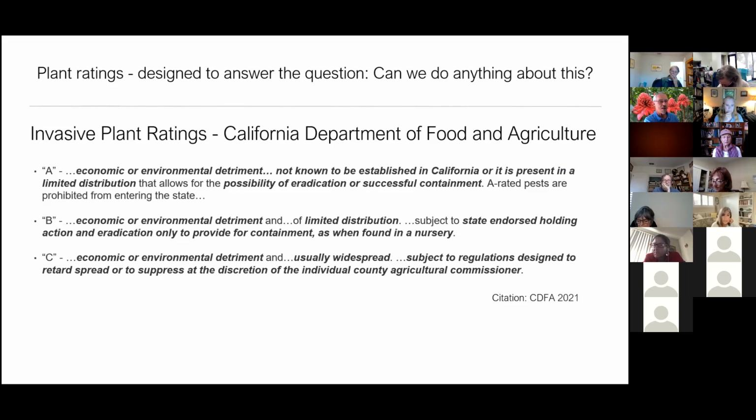An example of seed is yellow star thistle, which people may be familiar with, is pretty much everywhere in the state. It's very problematic. It can be toxic to grazing animals, and yet it's everywhere. So it can't be eradicated, but a local agricultural commissioner may choose to try to do something about it in their county.